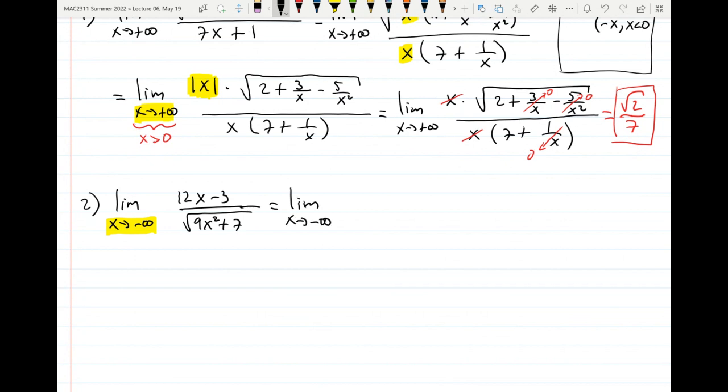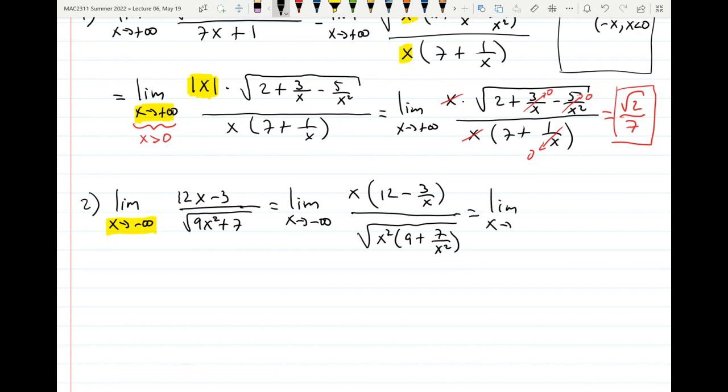I'm gonna factor out the highest degree term, and so you get 12 minus 3 over x in the top, and then in the bottom we're gonna have 9 plus 7 over x squared in the parentheses. Okay, so again, when you do the square root of x squared, absolute value comes out. So in the top, let me rewrite the same thing in the top. Then in the bottom, we're gonna have absolute value of x times the square root of 9 plus 7 over x squared.